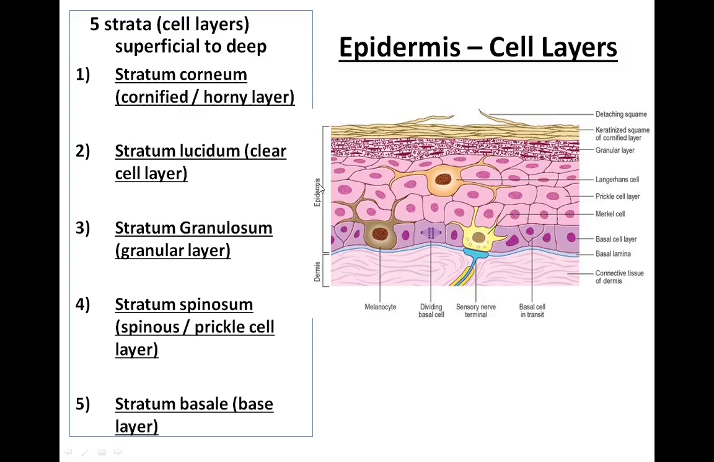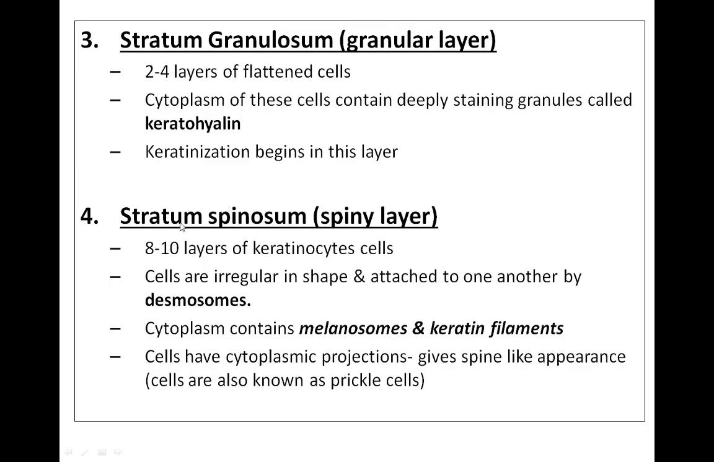That means your cells are first in this layer, then pushed to the second, that is stratum spinosum, then pushed to the stratum granulosum. In this granulosum, keratin filament starts forming. Then it is almost going to complete in stratum lucidum, and in the stratum corneum it is completed. Then stratum spinosum or spiny layer.